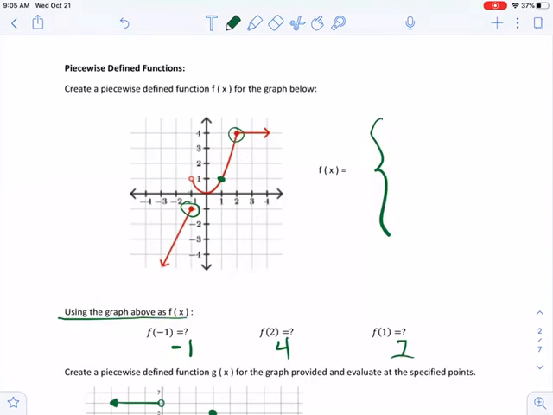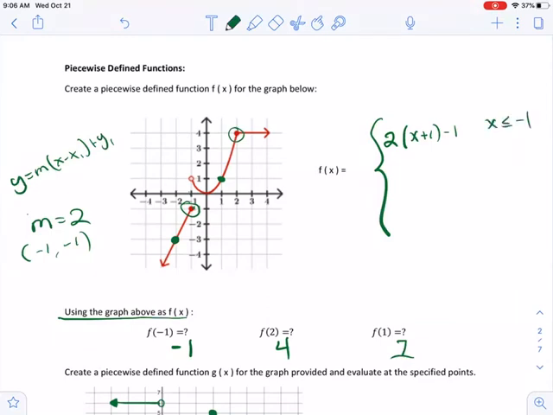If I need to create this piecewise function, the first equation I'm going to start with is this straight line here, which has a slope of 2. So it has a slope of 2, and it goes through this point, negative 1, negative 1. So if I use my equation right here for straight lines, I can say, okay, well then that equation needs to be 2 times (x plus 1) minus 1 is my equation for that line, and anywhere x is less than or equal to negative 1 is the domain of that one.